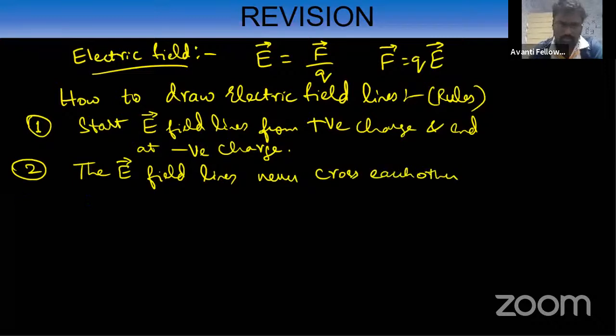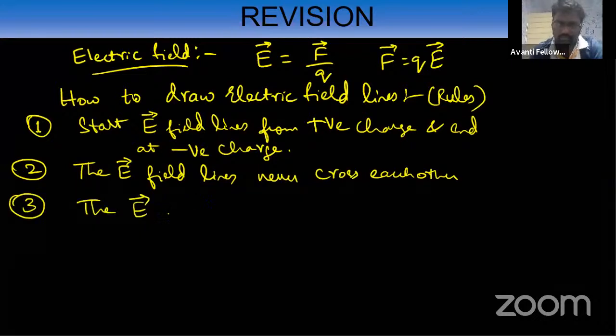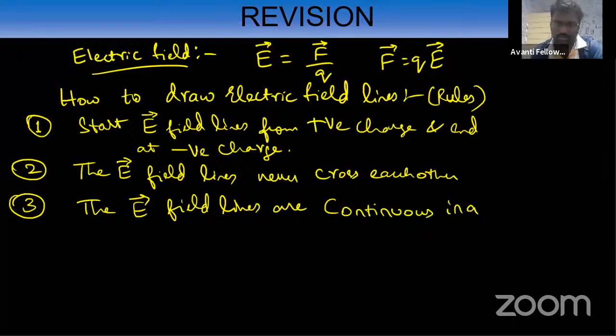Third rule, the electric field lines are... yes, correct Namrata, Prajwal, Dikshita. Yeah, electric field lines are continuous in which region? In a charge-free region. In a charge-free region, my electric field is continuous.